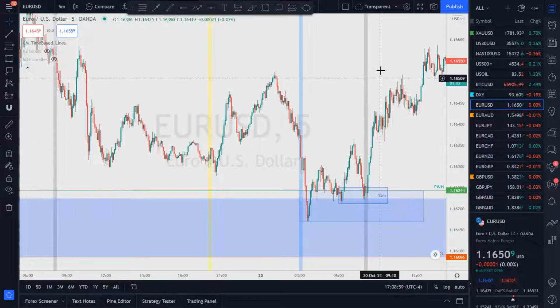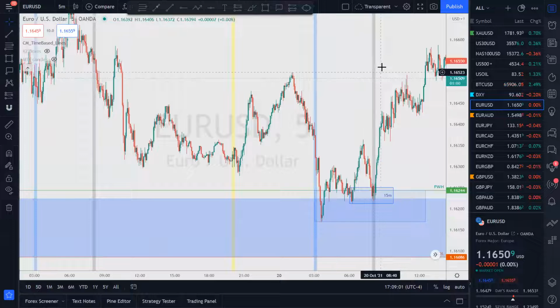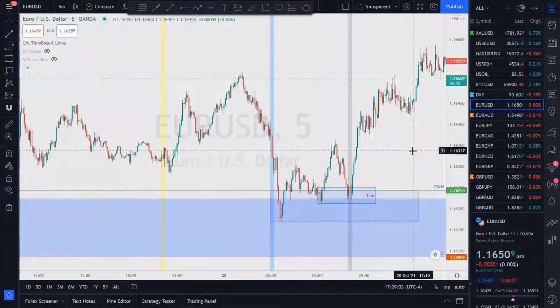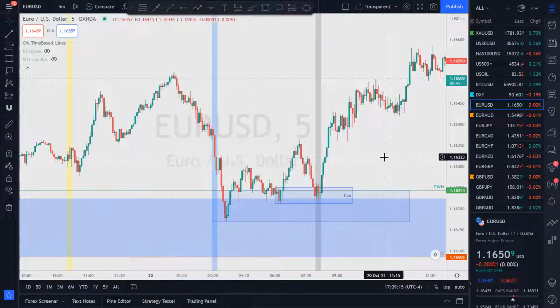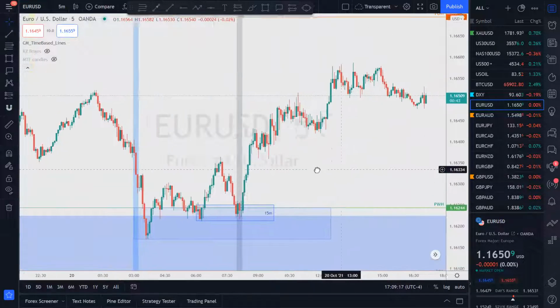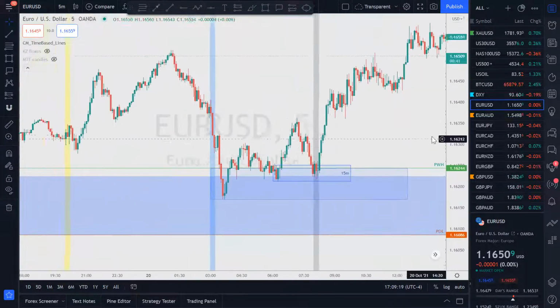That's why you must perform top-down analysis. You must practice higher time frame to lower time frame correlations. Okay, that's why this is important. So where are we at now?